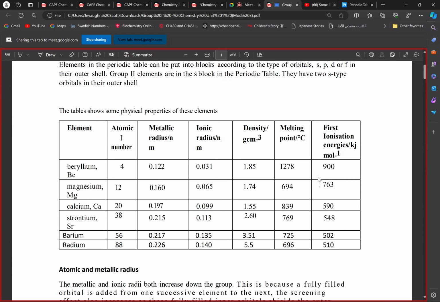So here we already have our metallic radius, which is our atomic radius technically. And then we have our ionic radius here, and our density of these elements, the melting points, and the first ionization energies. And I hope we've all read them and looked at the trends that we can see.